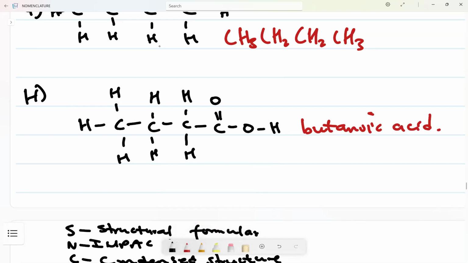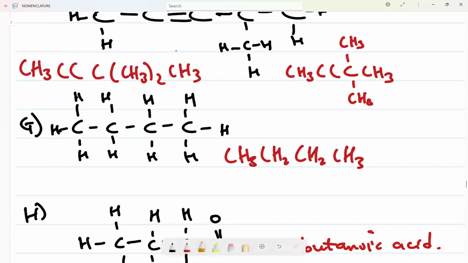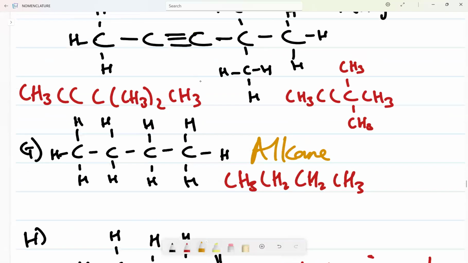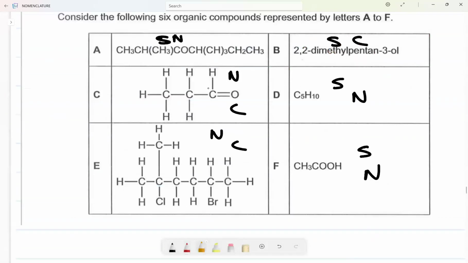Has the same name as carboxyl. The functional group is the carboxyl group. And this was just an alkane. This is just an alkane. Yes, yes. Now let's look at the second one.